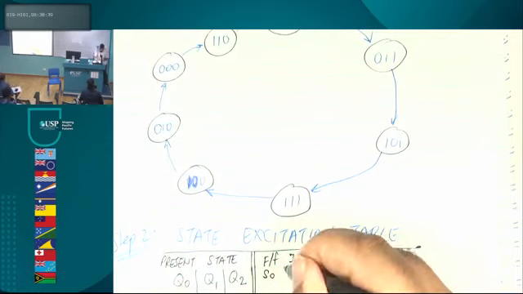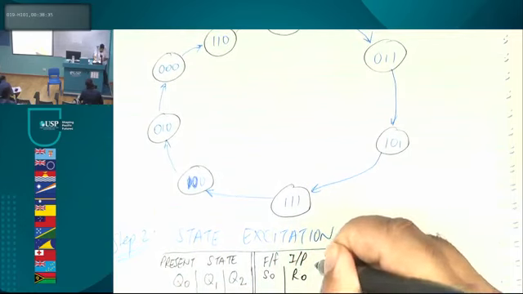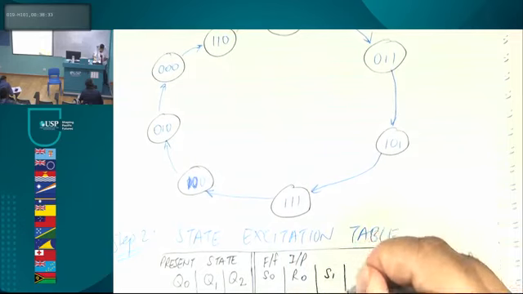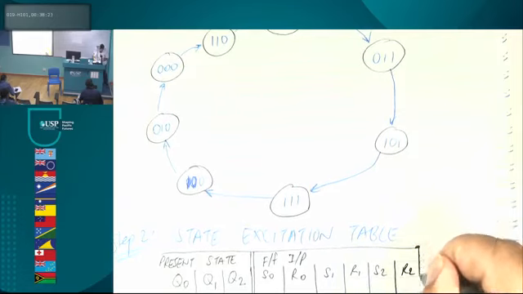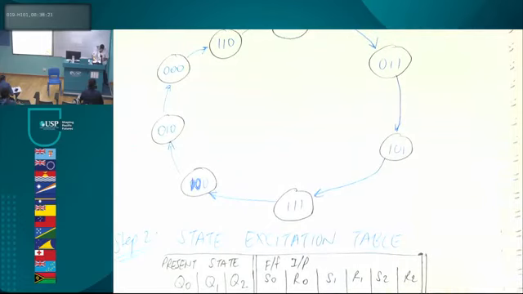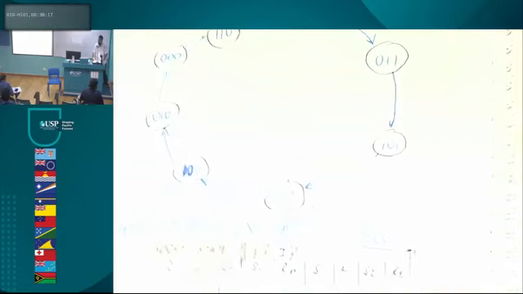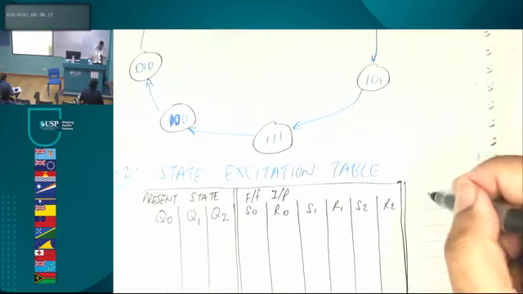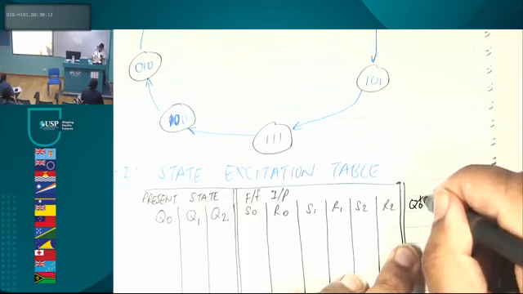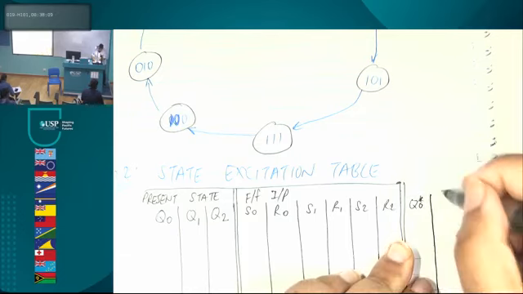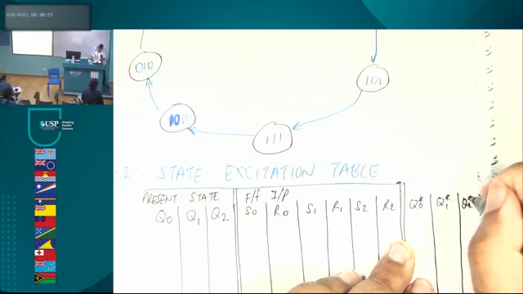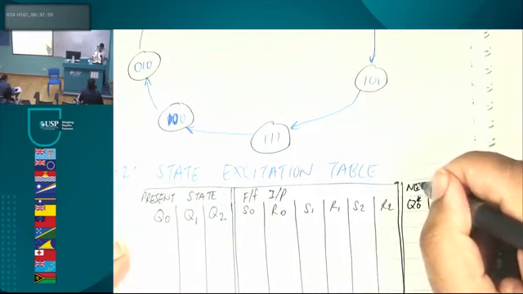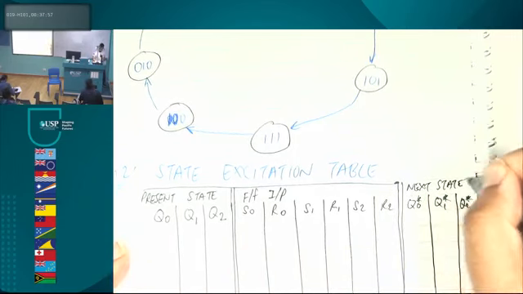S0, R0, S1, R1, S2, R2. Everyone there? And what do we finish off with, guys? Q0*, Q1*, Q2*. And what do you call this? Next state.